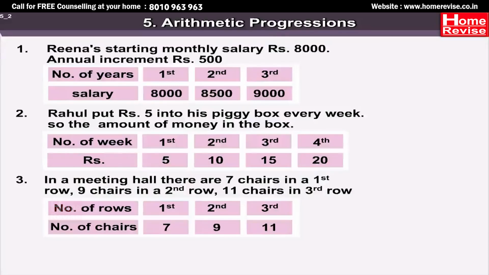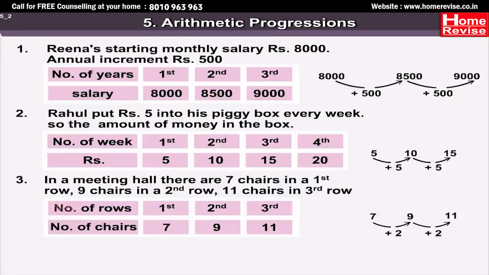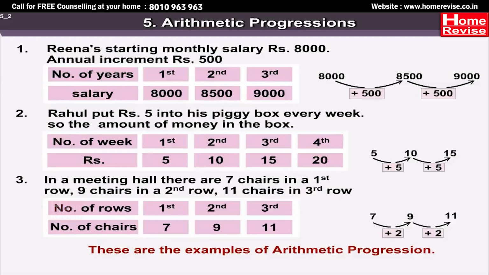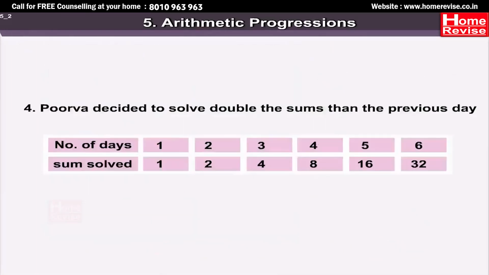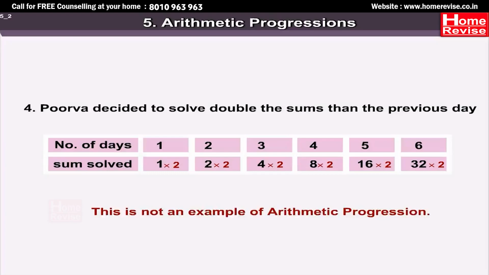In each of the above examples, we observe some pattern. In the first 3 examples, we find that the succeeding terms are obtained by adding a fixed number. These are the examples of arithmetic progression. In the fourth example, we get the next number by multiplying the preceding number. It means that there is a pattern, but this is not an example of arithmetic progression.